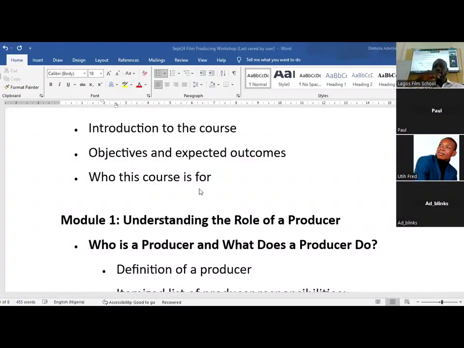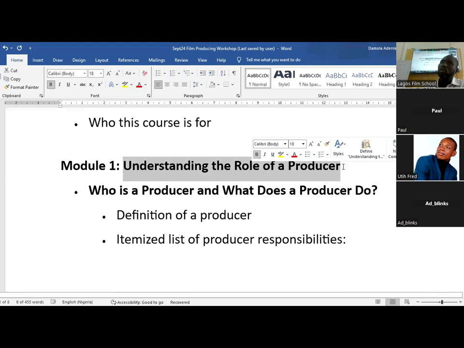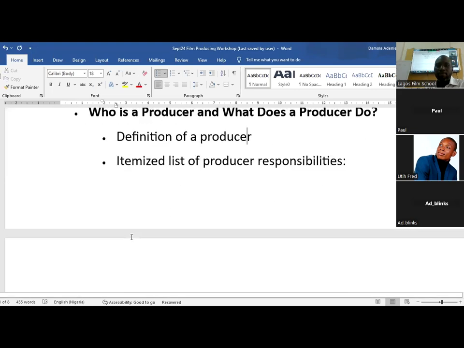So this is the outline we're supposed to use for today's class, from beginning to the end. So let's run through it. My introduction to the course, we've done that. Objectives and outcomes. I sent the learning outcomes to everybody already, yes? Okay, understanding the role of the producer. I've done an introduction to this. Who is the producer and what does the producer do? He's a business administrator on a film, okay?